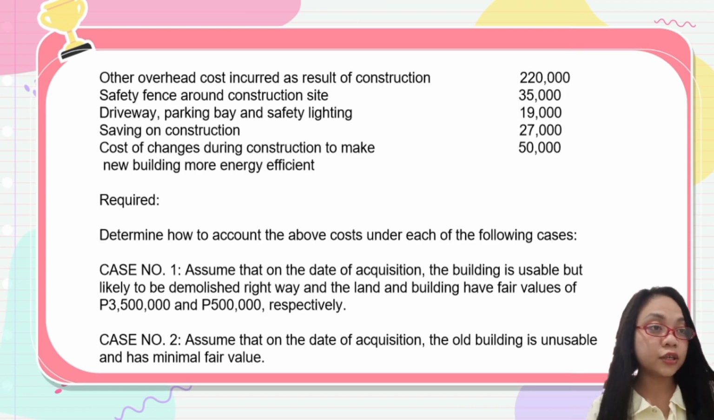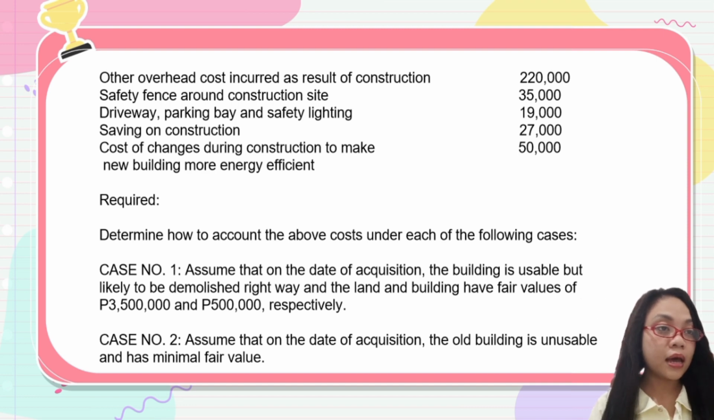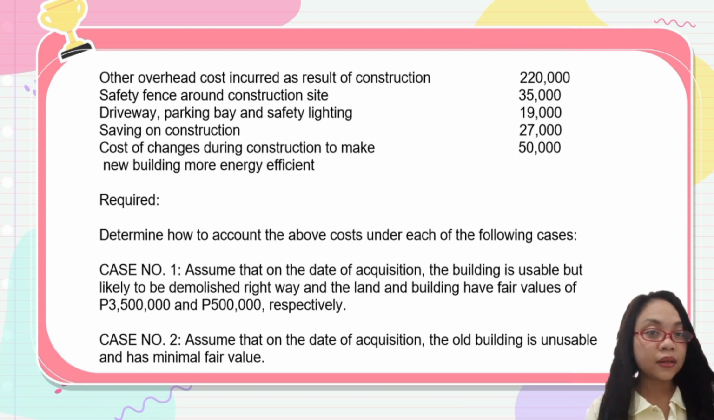Other overhead costs incurred as a result of construction, 220,000. Safety fence around construction site, 35,000. Driveway, parking bay, and safety lighting, 19,000. Savings on construction, 27,000. And cost of changes during construction to make the new building more energy efficient, 50,000. The requirements are to determine how to account for the above costs under each of the following cases.